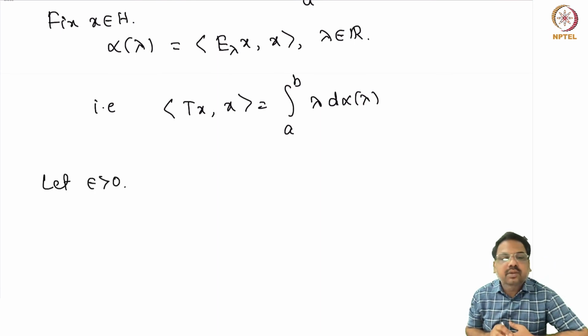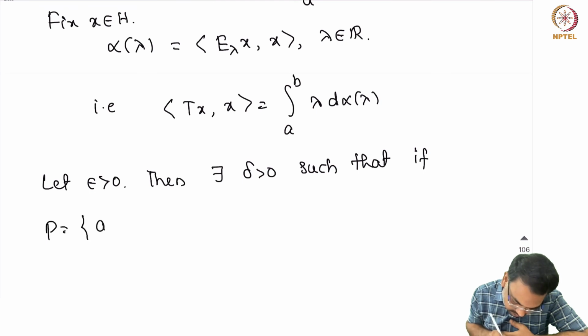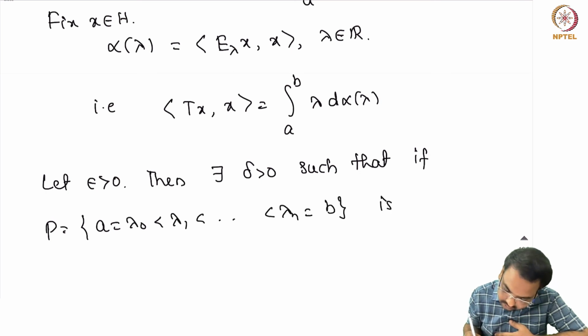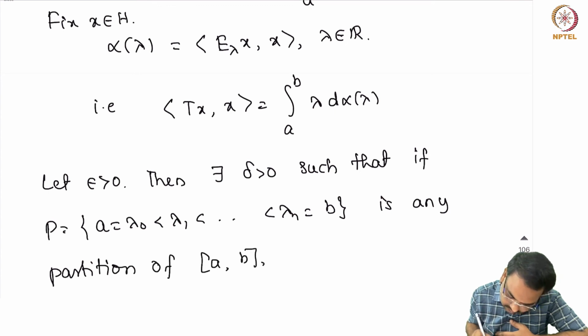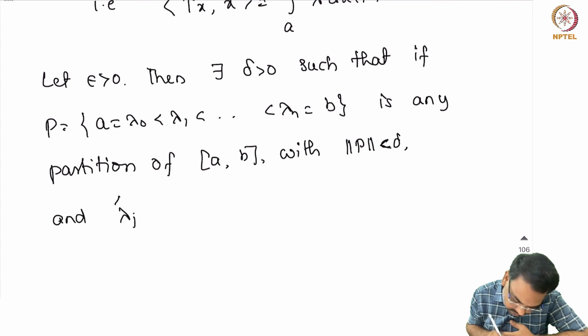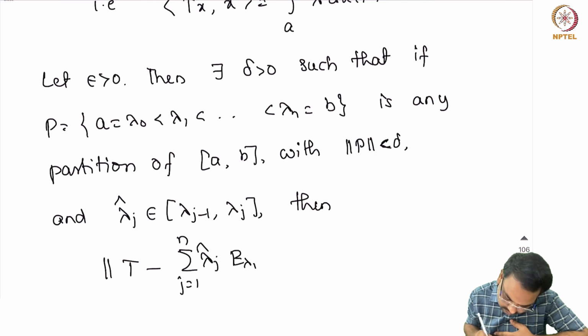Let us take epsilon to be positive. Then there exists a delta such that if P is any partition with norm less than or equal to delta, and we take any arbitrary point lambda j in the jth subinterval, then it follows that the norm of T minus the summation j equal to 1 to n of lambda j times E lambda j minus E lambda j minus 1 is less than epsilon.